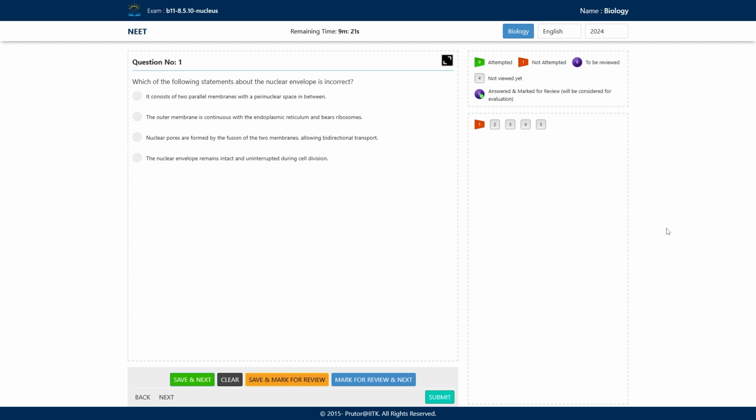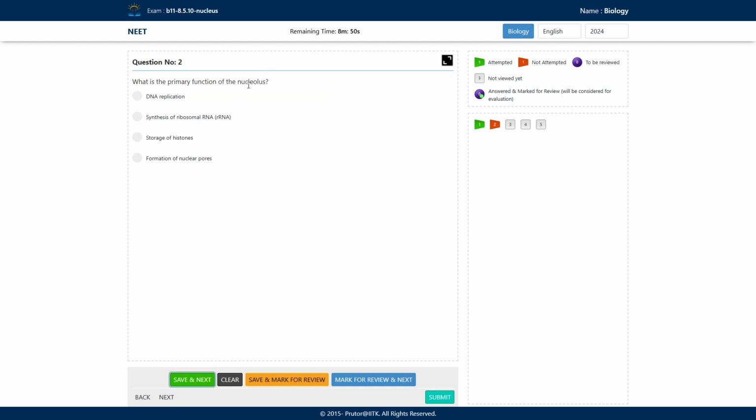What is the correct answer? Here the correct answer will be option number D. The nuclear envelope remains intact and uninterrupted during cell division. This is the false statement. The rest of the statements are correct.